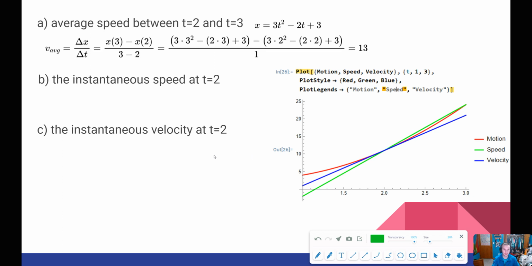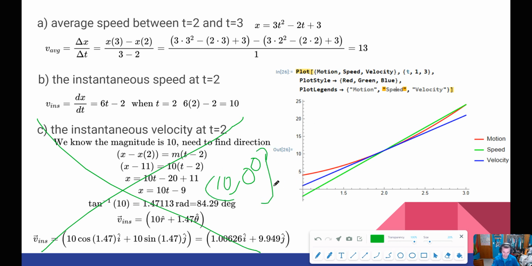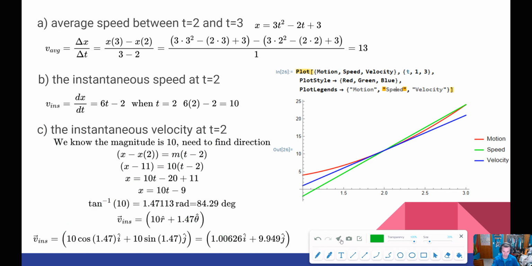Okay, so we're going to continue on. You can ignore this whole part. The direction is really 0 degrees. It's really just 10, 0. Now let me draw that a little better. It's just 10, 0 degrees. You can ignore this whole part. If you're wondering why I did this and why I got confused, it's because we have time and we have position.